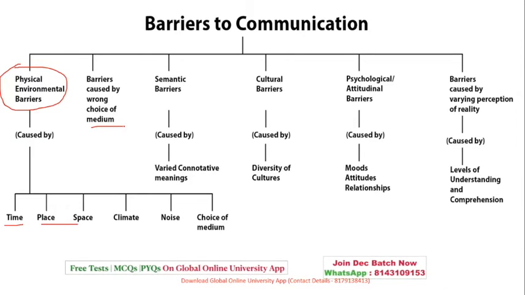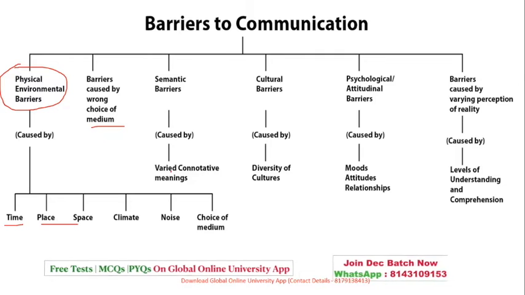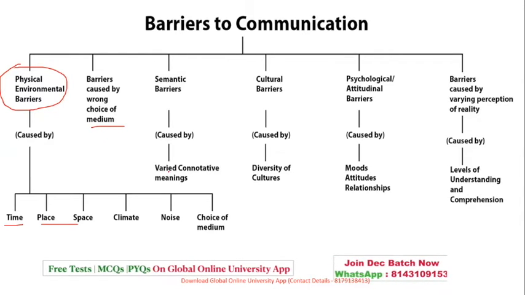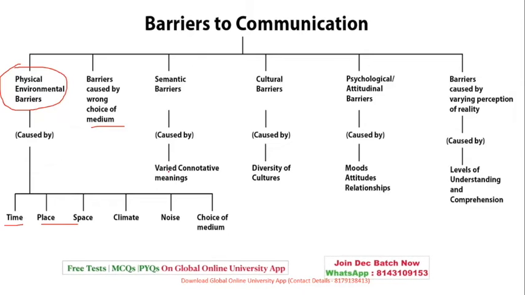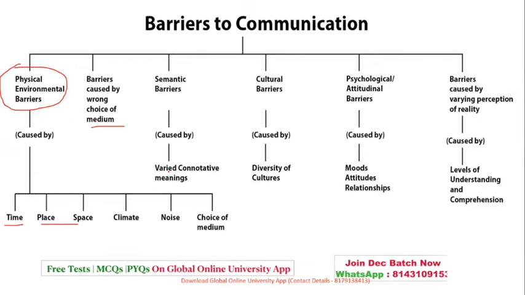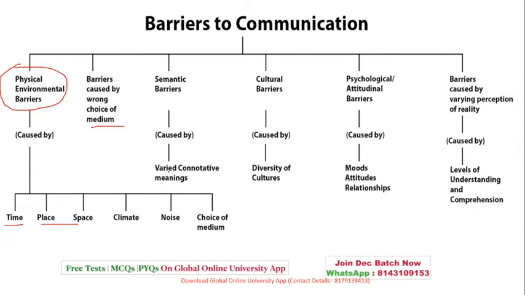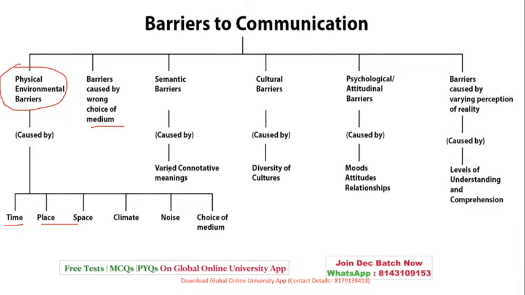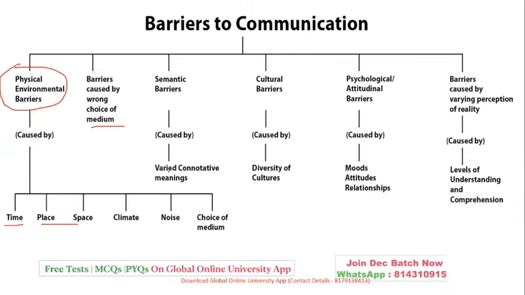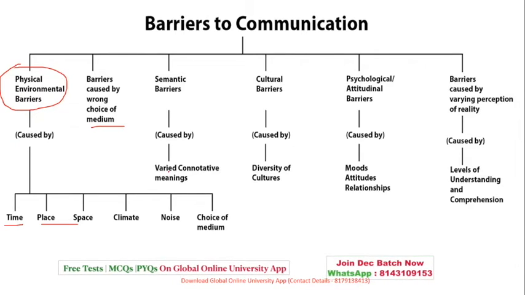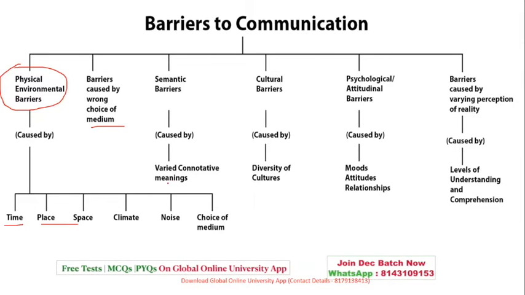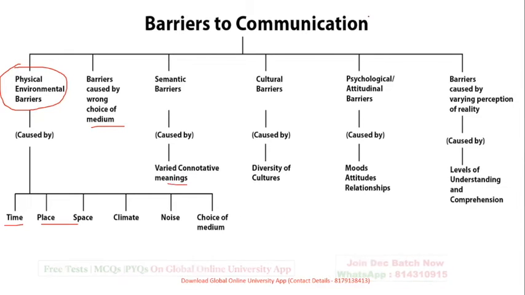For example, if I'm communicating with you in some other language, the medium language is one of the mediums, but if I select a wrong language in order to communicate with you, definitely this can obstruct the understanding of the message, and it can become a barrier. Semantic barrier, which are caused by connotative words, we have just done the meaning of connotative words.